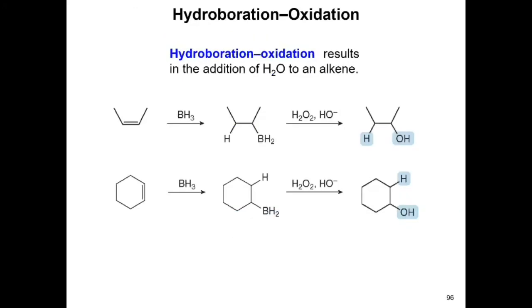The hydroboration oxidation process is very similar to the hydration reaction, in the sense that they both convert an alkene into an alcohol. The only difference is, unlike the hydration process, the hydroboration oxidation reaction does not involve the formation of a carbocation, which also means that there's not going to be any carbocation rearrangement.